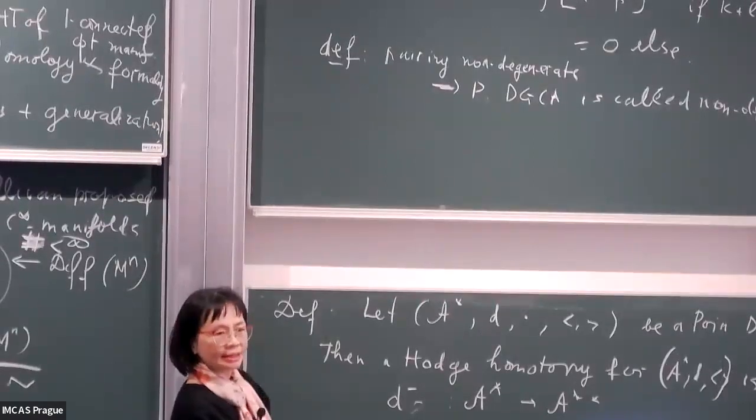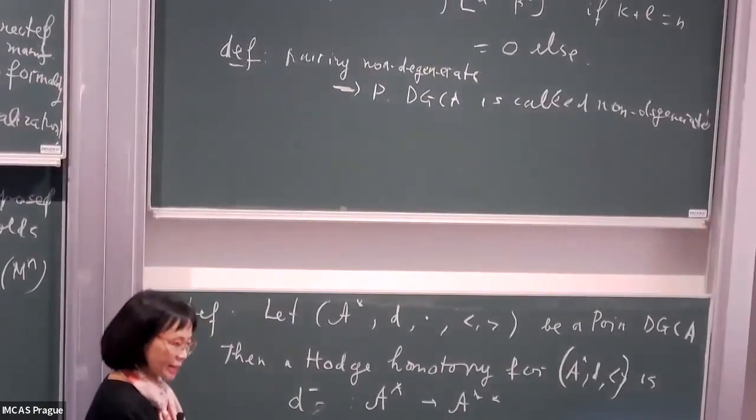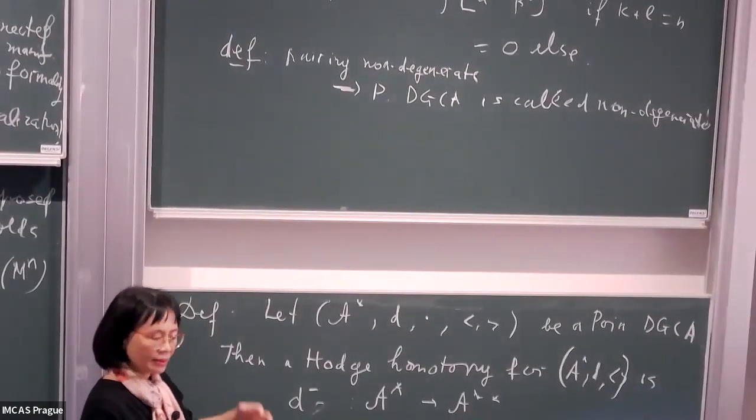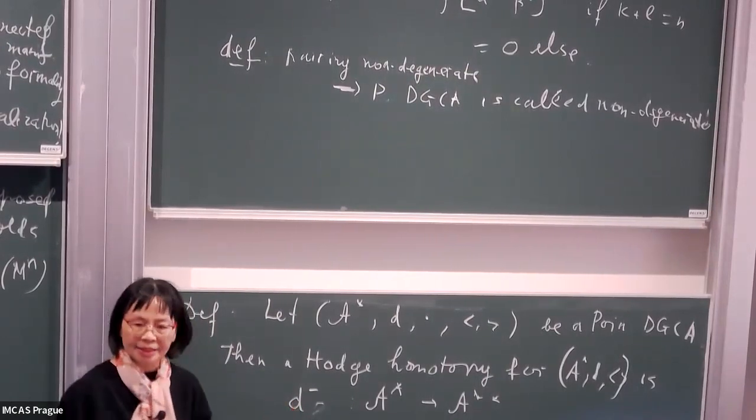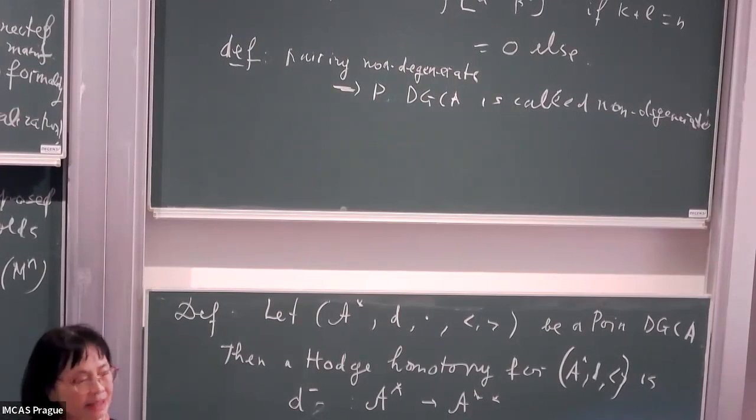Then you check that it defines some pairing, but it may be non-degenerate on the homology or not. But you have an example. Please check our paper, by Fiorenza, Kavai, and Schwachhofer. You have an example of a Poincare differential graded algebra with a degenerate pairing that admits no Hodge homotopy.